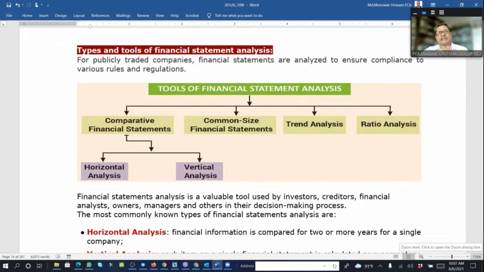Comparative financial statement, and there are 2 types, horizontal analysis and vertical analysis. Sometimes we use common size financial statements. Sometimes we use trend analysis. Sometimes we use ratio analysis. So this way we can analyze our financial statement for good decision making.